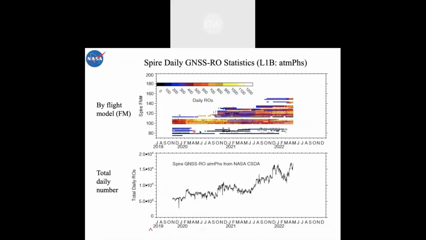This is probably the early version, and this is their second version. They recently launched the third generation, which also does reflectometry. Just for the radio occultation part, if you sum up all the data, this color, by the way, is the daily occultation number, you get a steady increase in the total number available from the Spire constellation. So we are reaching about, at least in our data archive, 18,000 per day.